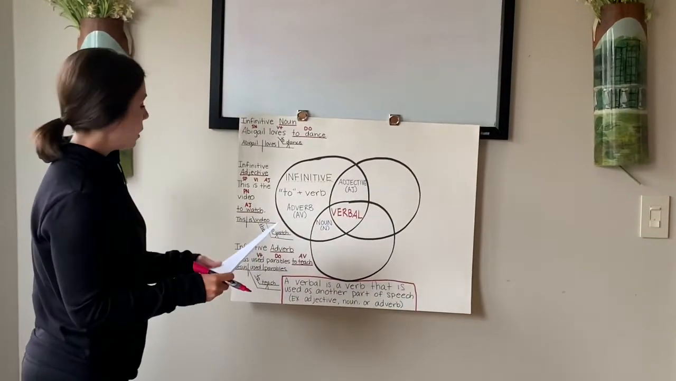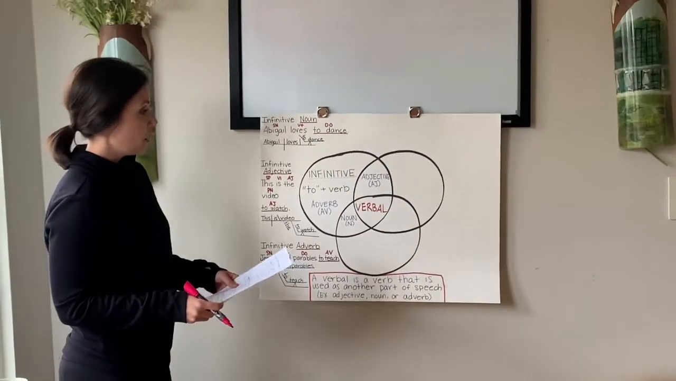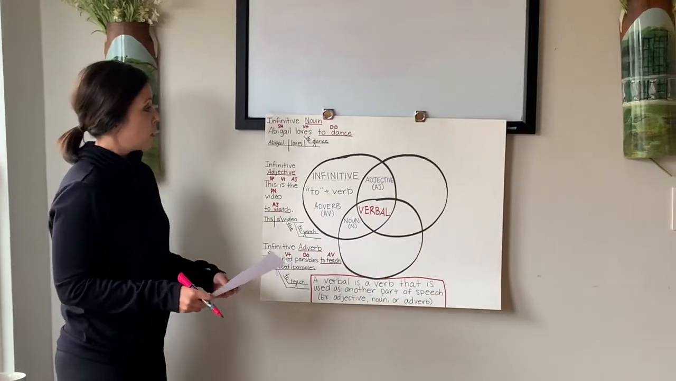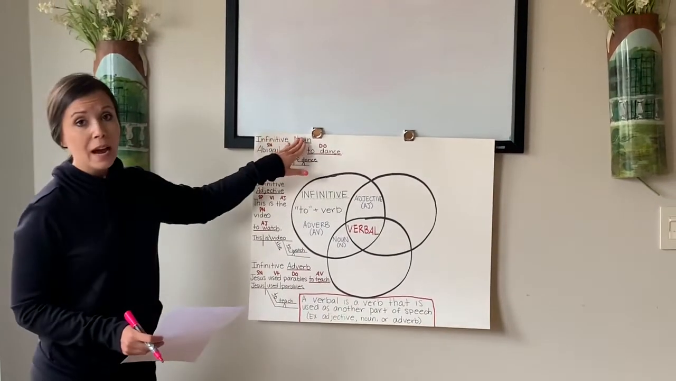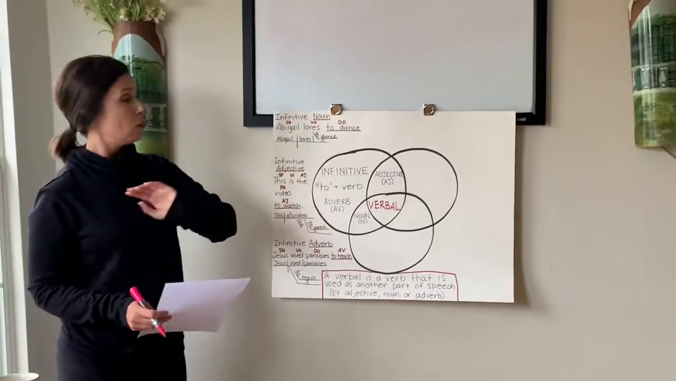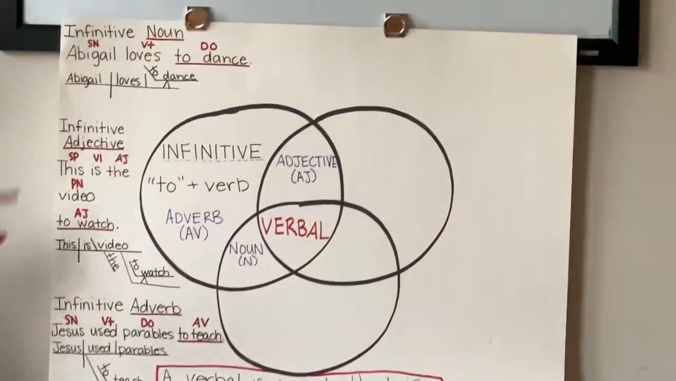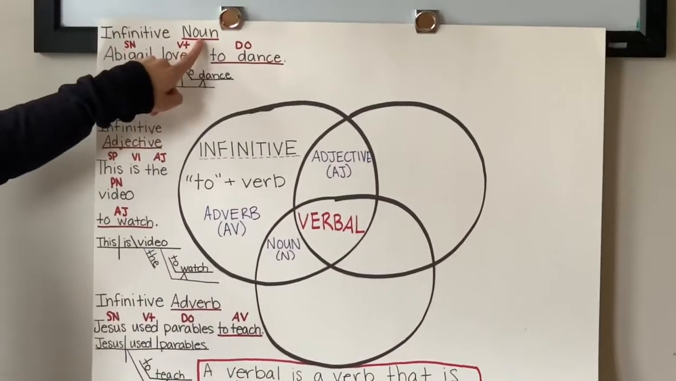Okay, so let's talk about some examples of what that would actually look like. So, an infinitive acting as a noun. I don't know if you can see this, David, you might have to zoom in. Here, an infinitive acting as a noun.